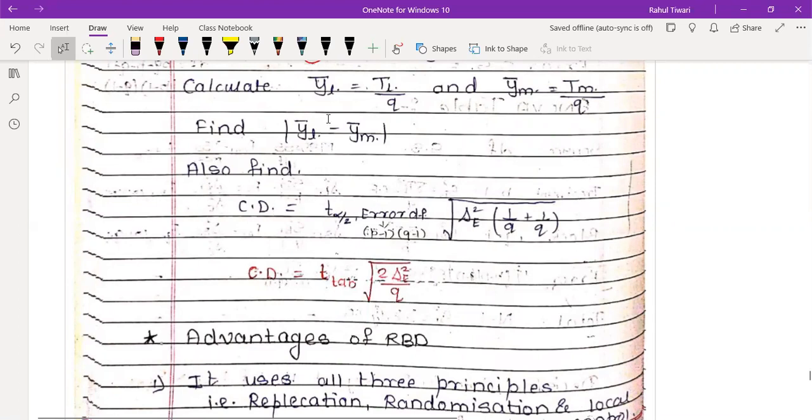So the criteria is the same. If this particular value is greater than this particular critical difference, then we reject the null hypothesis. So reject H naught if mod of Y bar L dot minus Y bar M dot is greater than CD, then you reject the null hypothesis. So this is your conclusion. You may just take down that conclusion.